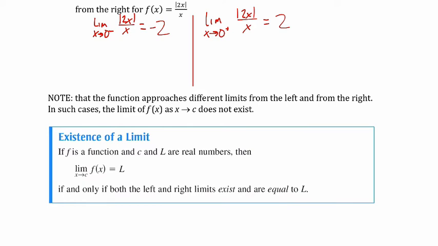So in this case, we're going to say the limit of f of x as x approaches c does not exist. In order for it to exist, it has to be the same value from each side. So for the existence of a limit, formalizing that definition: if f is a function and c and L are real numbers, then the limit as x approaches c of f of x equals L if and only if both the left side and right side limits exist and are equal to L. They have to be the same limit.